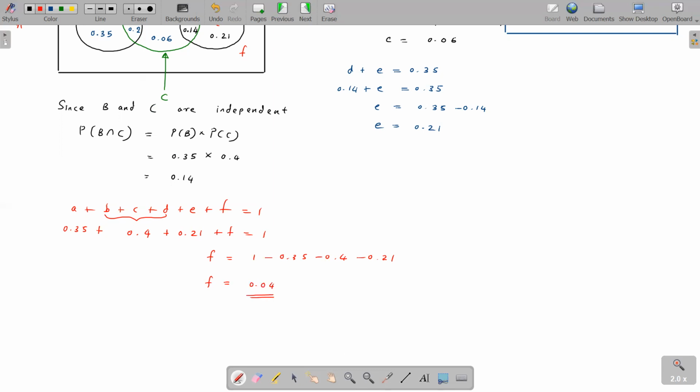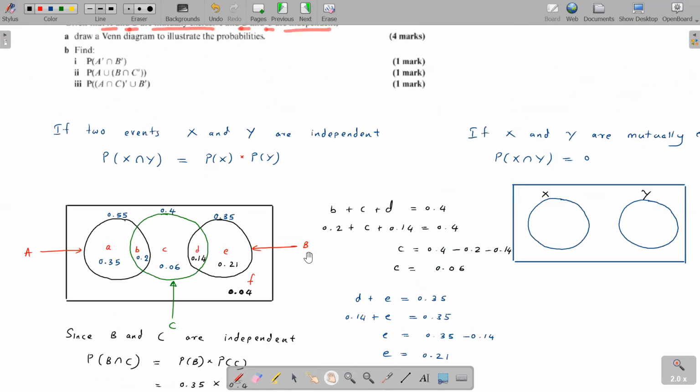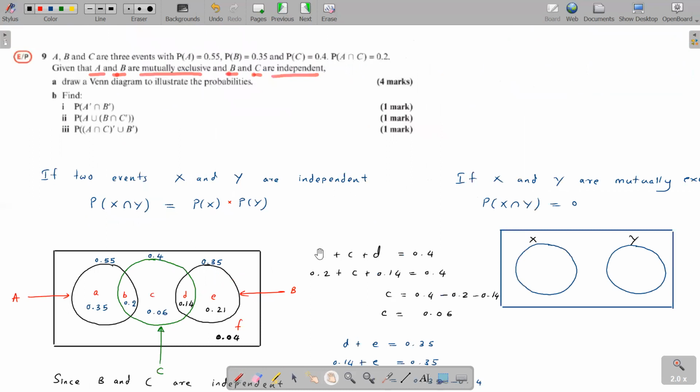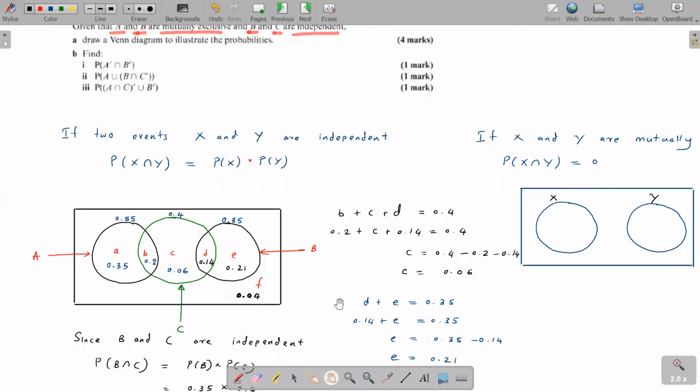All right, so I have the individual probabilities of all the regions now. Make sure you mark everything. So this is the complete Venn diagram. All right, draw a Venn diagram to illustrate the probability. That's done. Find the probability of A dash intersection B dash.